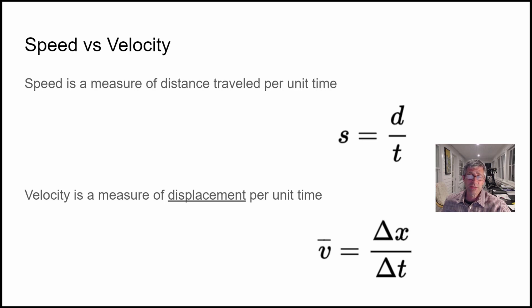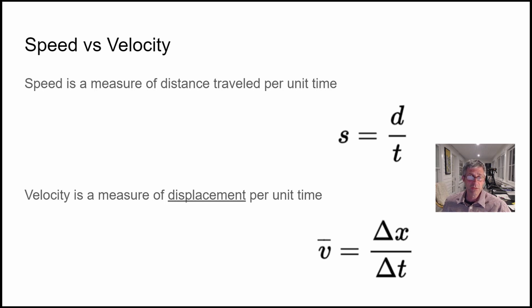So distance traveled is not a vector. That means that speed itself is not a vector. Velocity, on the other hand, is different. So velocity is a measure of displacement per unit time. Since displacement is a vector, velocity is also going to be a vector. It's going to have a direction. So right, you can travel at 20 meters per second forward, or you can travel 20 meters per second backwards.